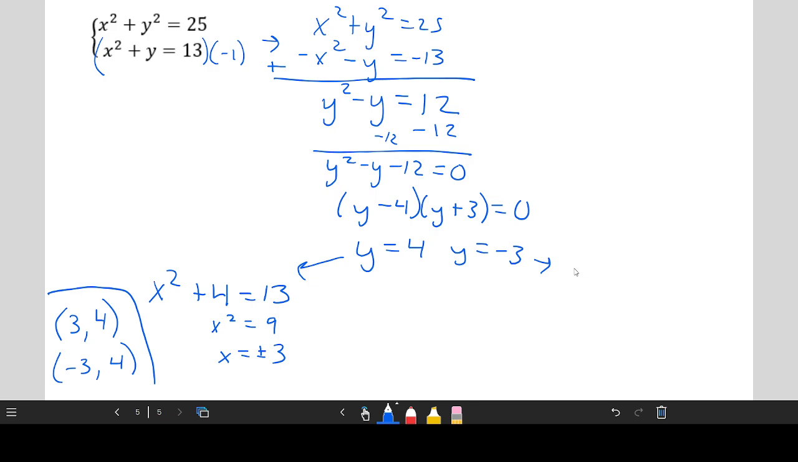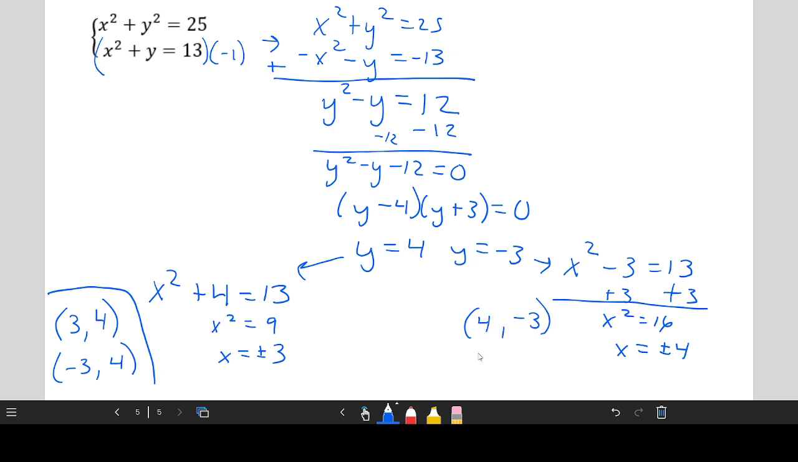And then here, if we substitute -3 for y in the second equation, we'll have x squared minus 3 equals 13. Add 3, and we've got x squared equals 16, which has two solutions, 4 and -4. So we have 4, -3, and -4, -3. -3 was our y value, and we got 4 and -4 for the x values.